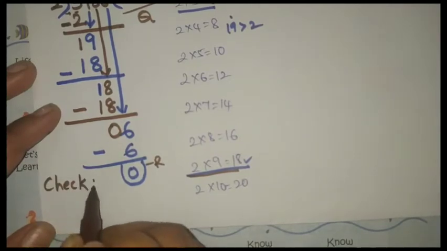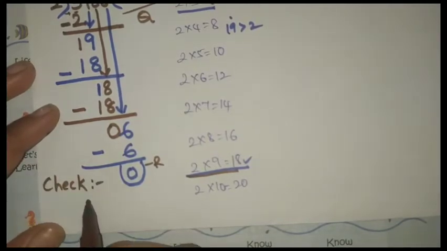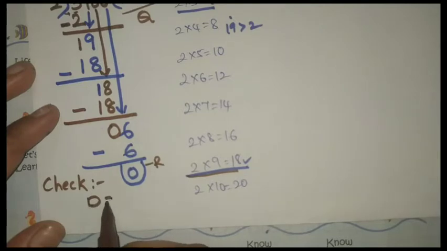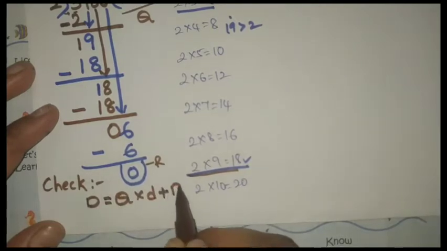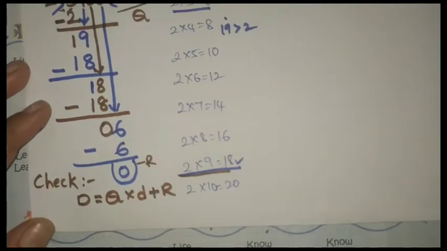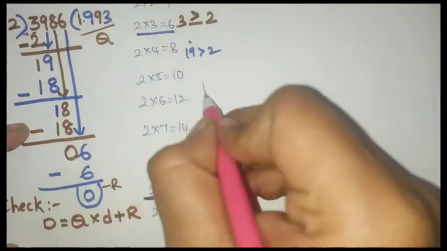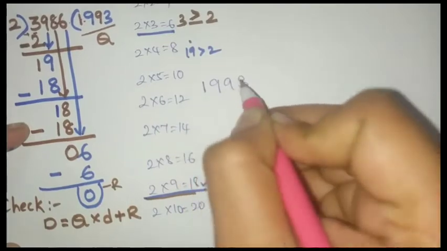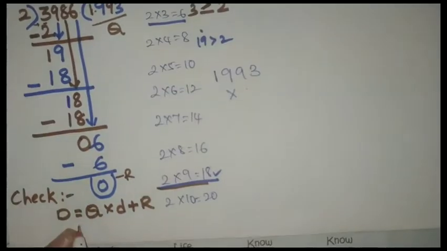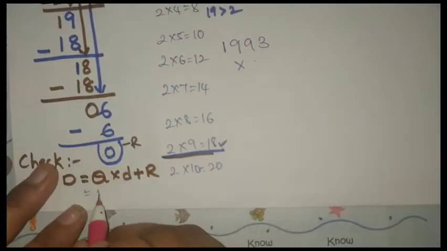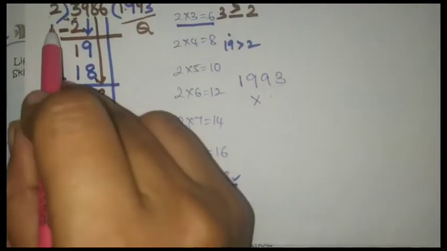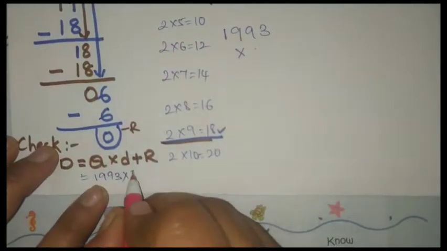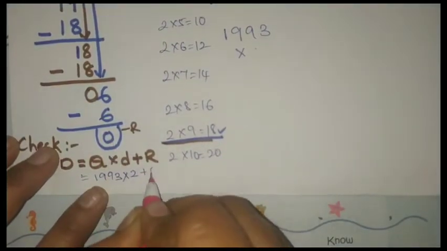Now we will do the check. The formula for check is: dividend equals quotient into divisor plus remainder. What is the quotient here? 1993. Into what is the divisor? 2. Plus the remainder, which is 0.